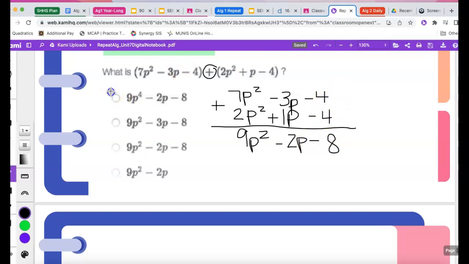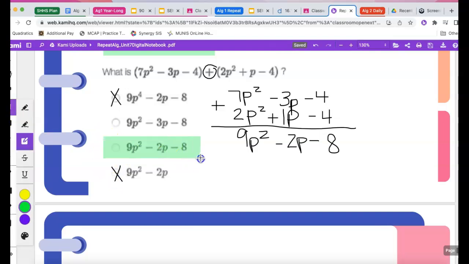So it's not going to be A because of the exponent. It's not going to be D because it's 3 terms and not 2 terms. So the best choice would be choice C, 9p squared minus 2p minus 8.